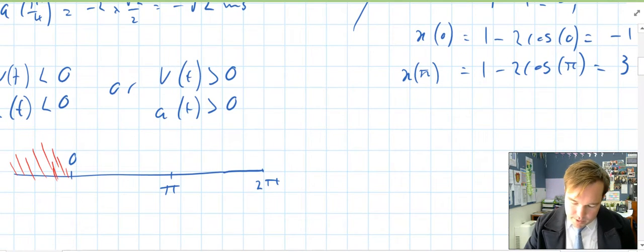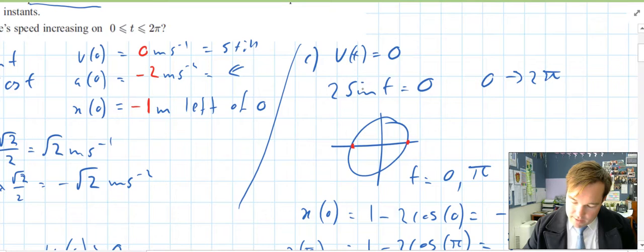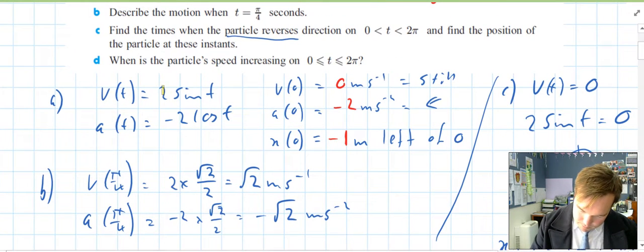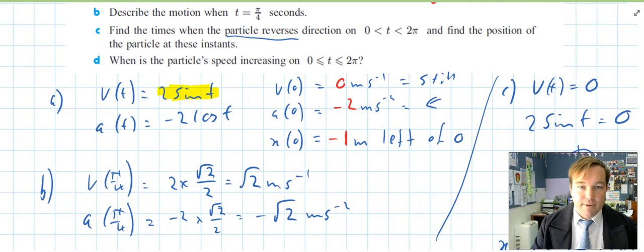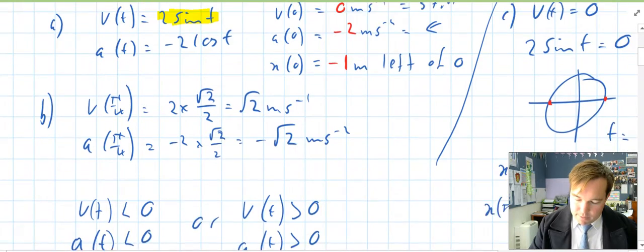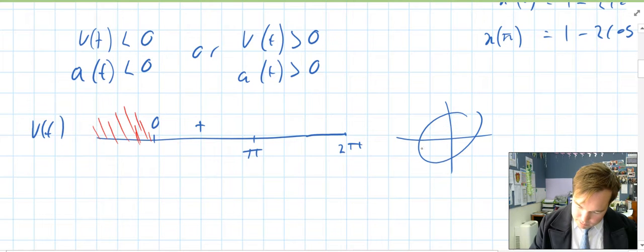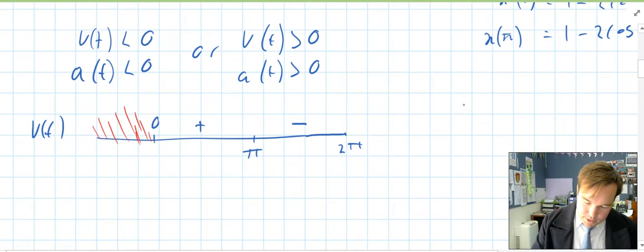Alright, so what we can do is sub in a value of, say, pi on 2, or pi on 6, or some small value of pi, into the velocity function. If I sub in pi on 6, I know that sine of pi on 6 is a half. 2 times a half is positive 1. So it's positive here. Now we can't assume a sign change here, but let's just see what happens. If we sub in a value greater than pi, well, if you think about round the circle here, greater than pi is everything on this side. Sine is negative there. 2 times a negative is a negative. So that there is the sign diagram for velocity.